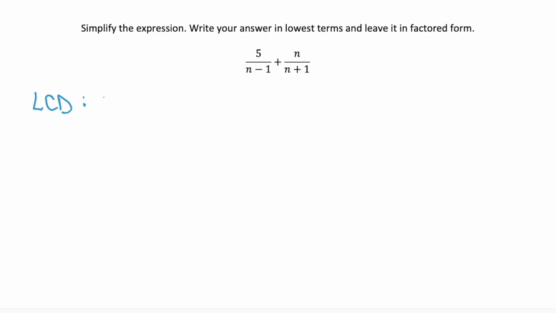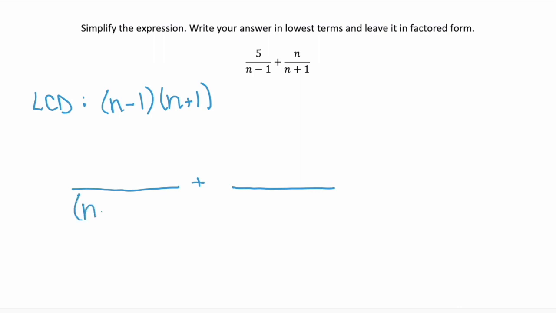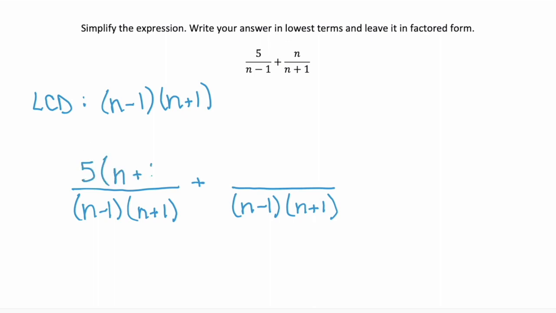Since nothing can be factored, the least common denominator is going to be a product of the two given denominators, n minus 1 times n plus 1. So now we need to rewrite each of these terms so that they have that denominator, n minus 1 times n plus 1. Looking at the very first rational expression, the denominator was n minus 1, so we had to multiply by n plus 1 in the numerator and the denominator. So our numerator becomes 5 times n plus 1. Now, the second term. We have to multiply by n minus 1 to get that common denominator, so multiply the numerator by n minus 1 as well.